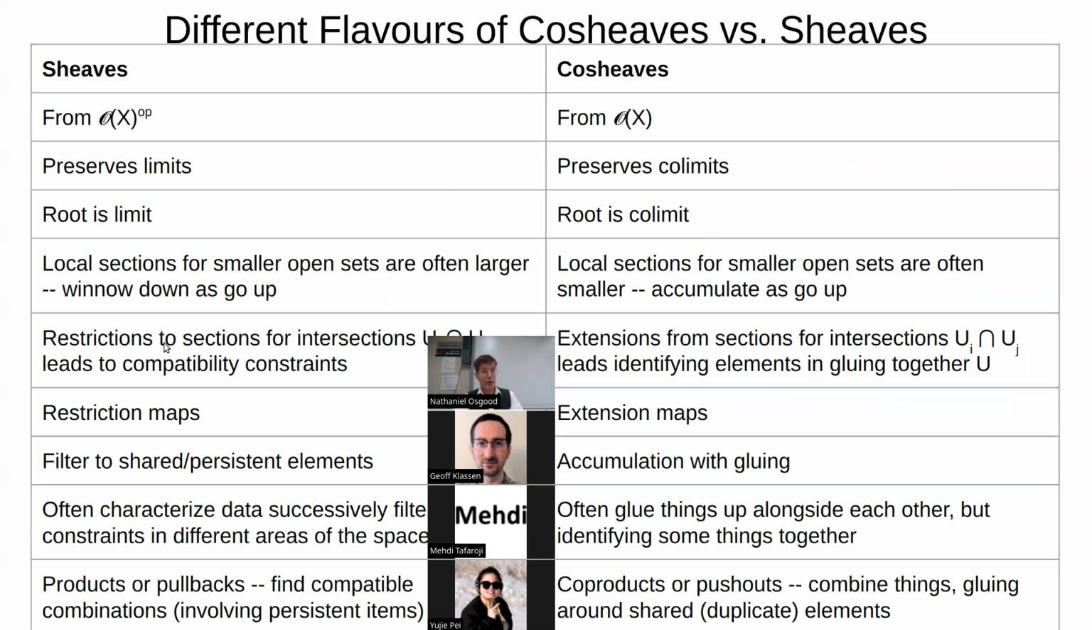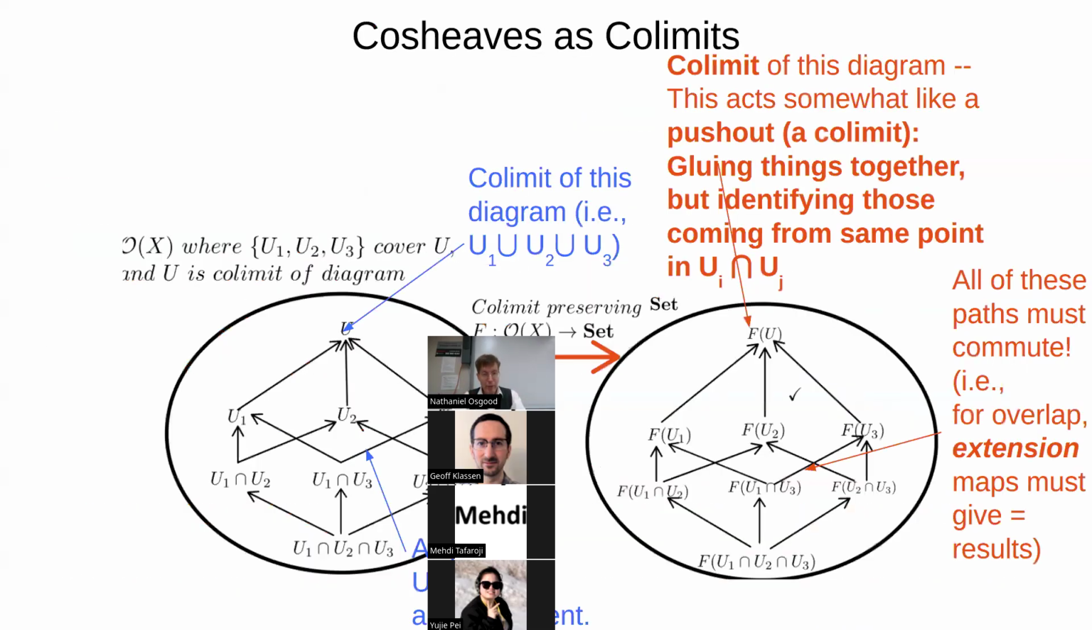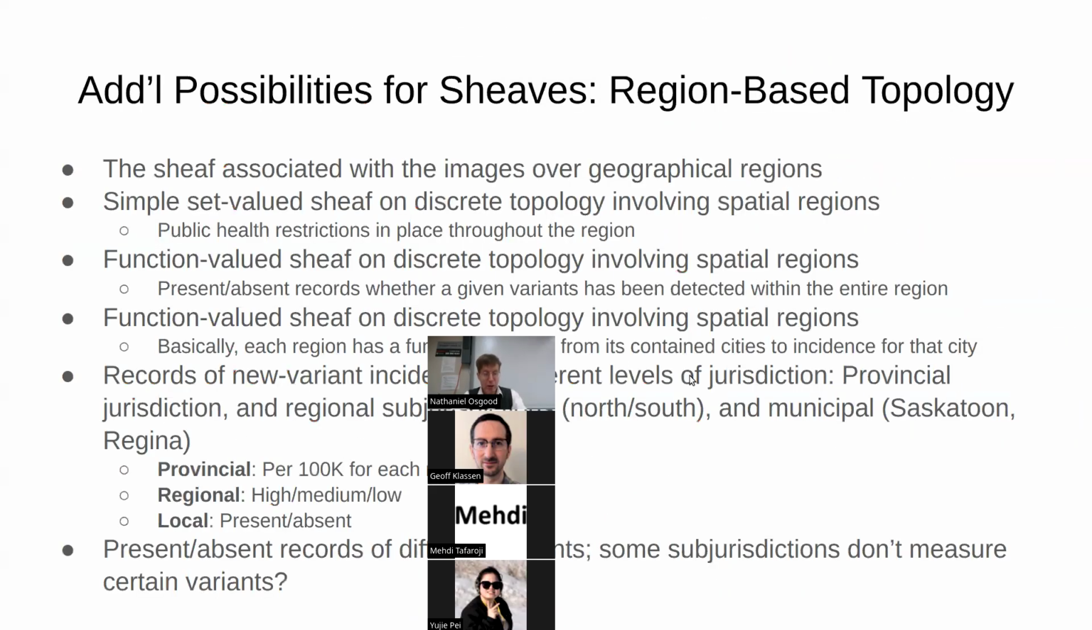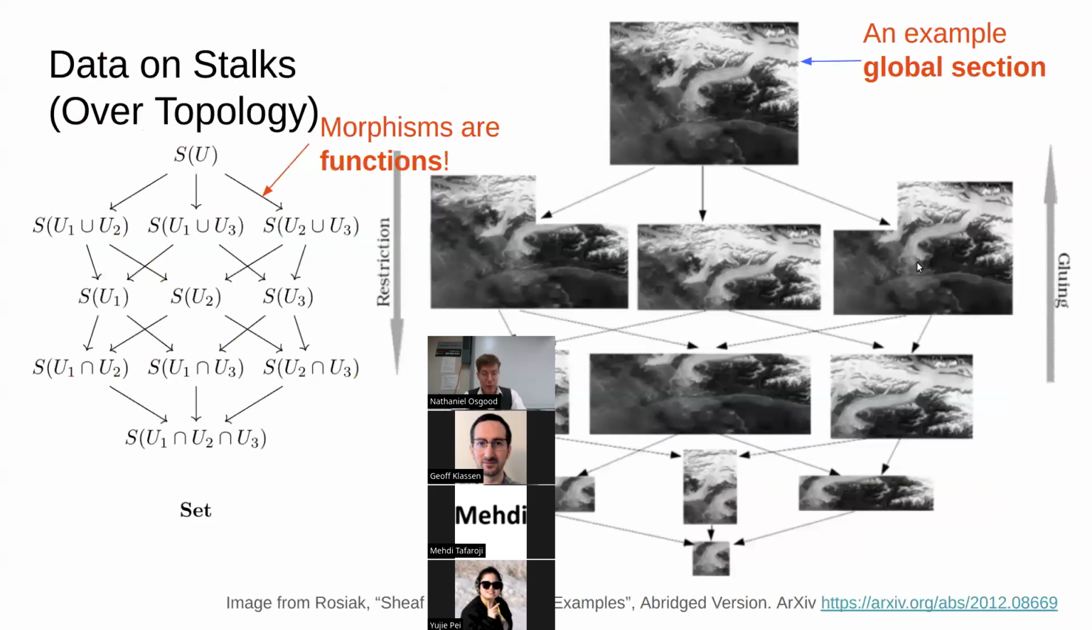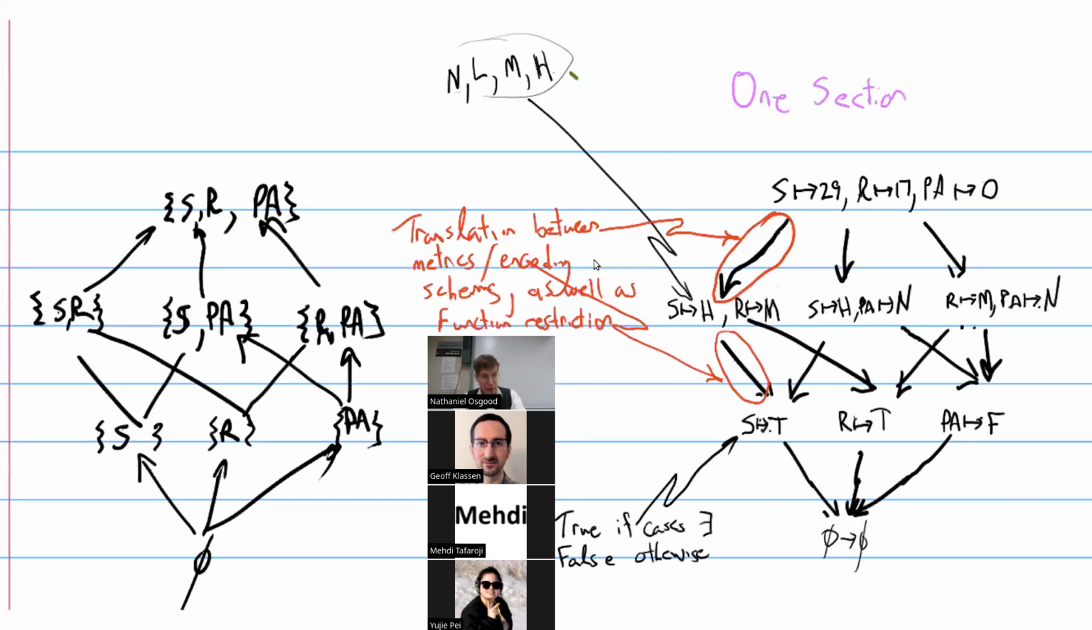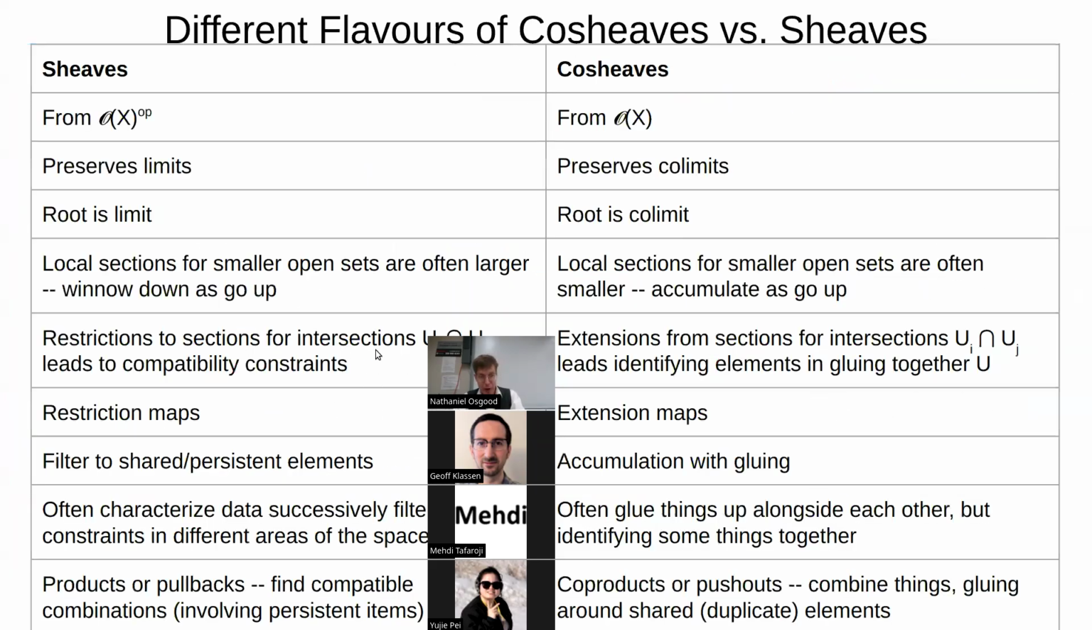Here, restrictions to sections for intersection lead to compatibility constraints, right? That's what's restricting us when we have this, right? Whatever image is here, it has to account for what's here in a way that's compatible with that. That limits the set of possibilities here to be consistent, right? The restriction maps need to match, right? That's what's limiting us here.